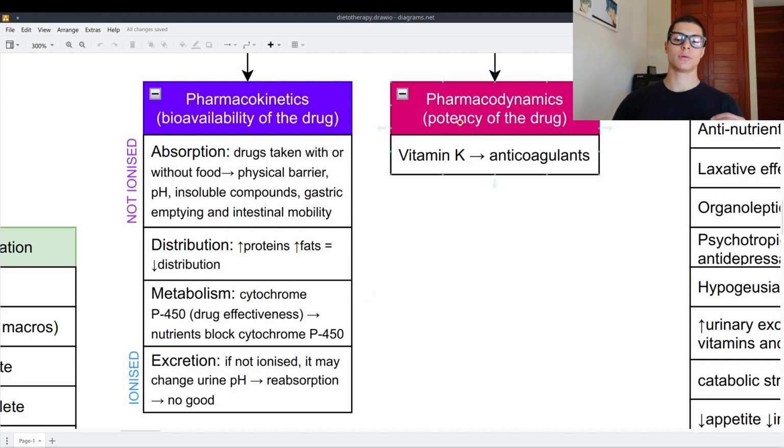Pharmacodynamics has to do with the potency of the drug, so the effect on the body, and there is an interaction between vitamin K and anticoagulants.